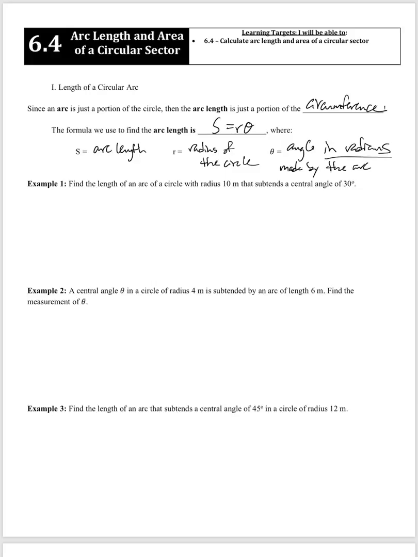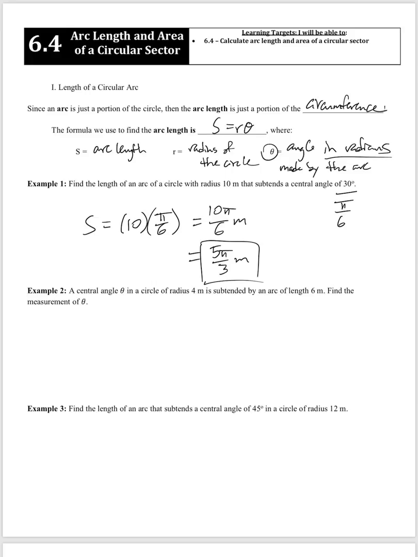Find the length of an arc of a circle with radius 10 meters that subtends a central angle of 30 degrees. Subtends just means that's the part that we're looking at, basically. Central angle of 30 degrees. Well, theta is in radians, so let's convert this. 30 degrees is pi over 6 radians. And now let's just plug into our formula. The arc length equals the radius times theta. 10 pi over 6 meters, 5 pi over 3 meters.